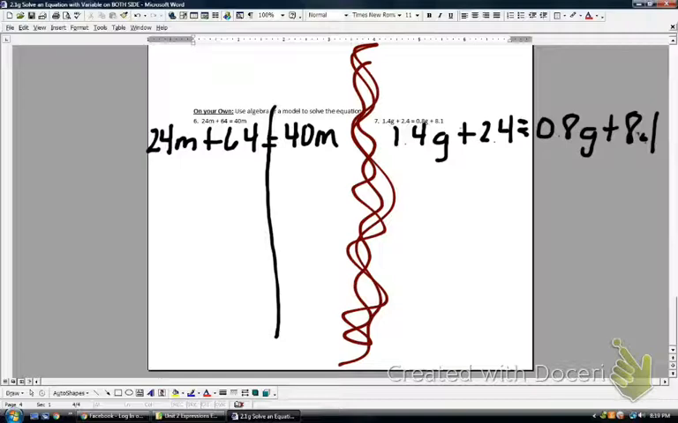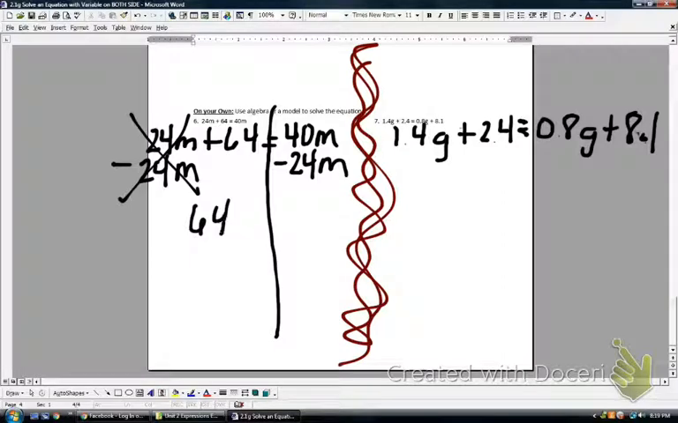it depends really on my mood, I guess. I usually like positive variables, and it does not bother me to have the variable on the right hand side of the equation. So I'm going to go ahead, and that makes this easier because there's only one thing on the right, on the sister side. So I'm going to subtract 24m from both sides of the equation. This goes away, and on my brother's side I have 64. 40 minus 24m is 16m.